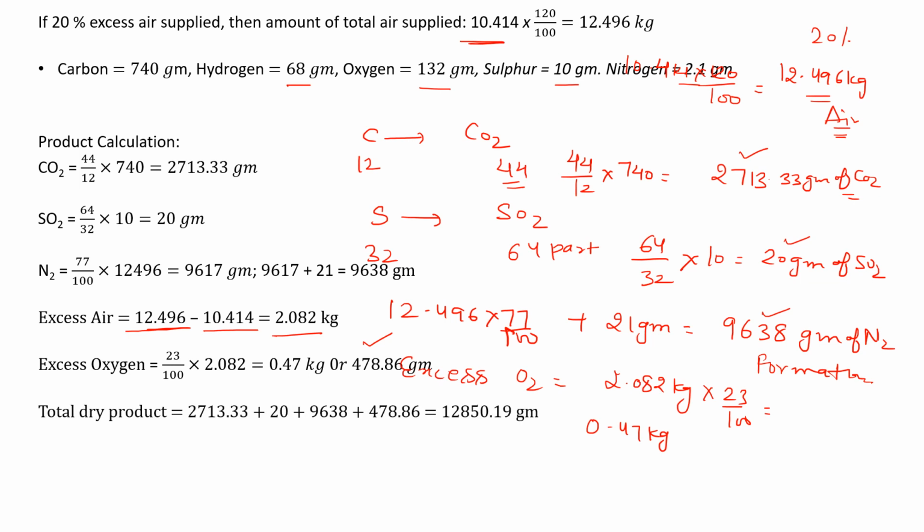We will add all these values: 2713.33 gram of carbon dioxide, 20 gram of sulfur dioxide, 9638 gram of nitrogen, and 478.86 gram of oxygen. So the total amount of dry product weight is 12850.19 gram.